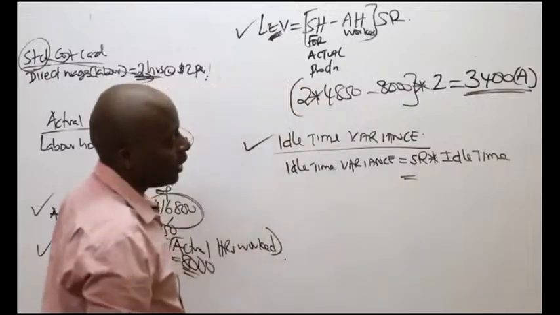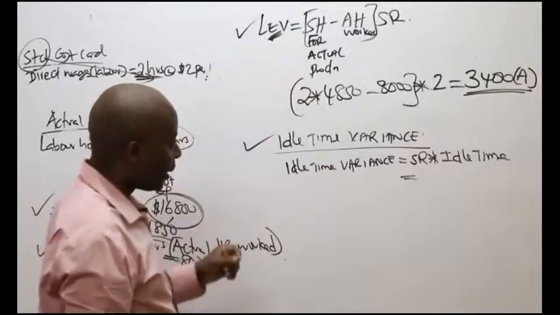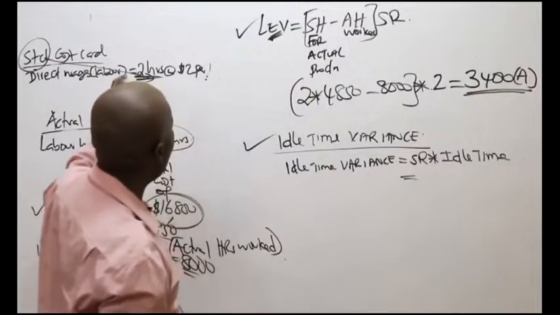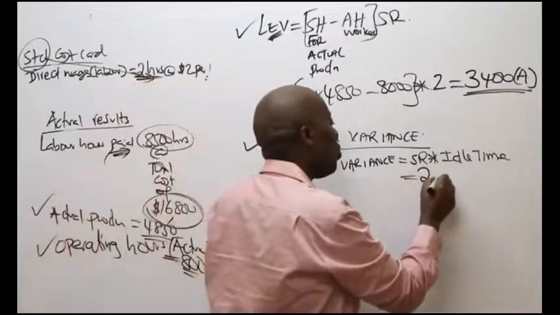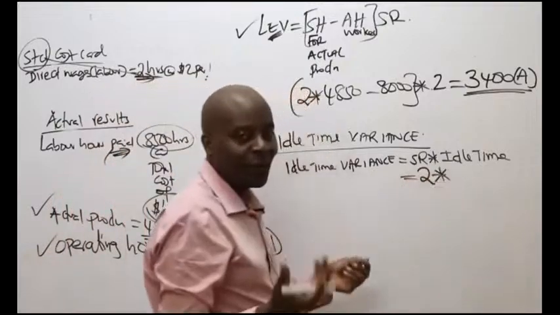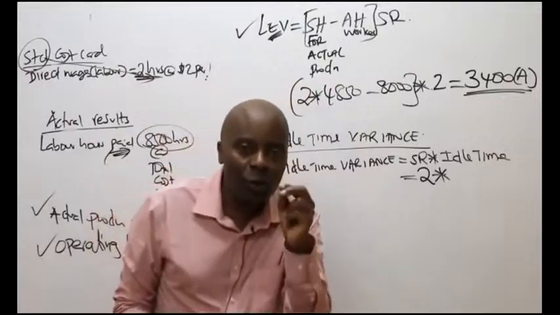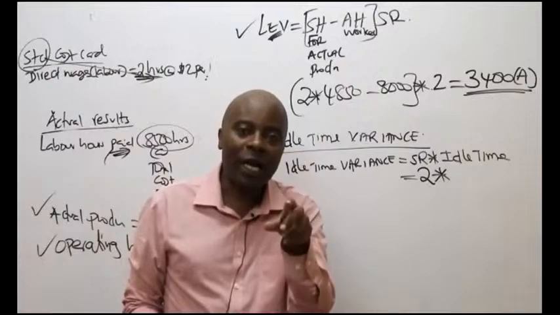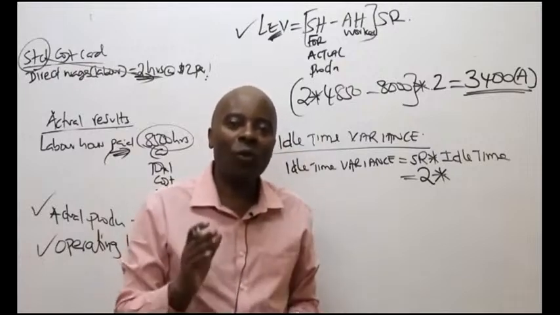So what is the standard rate? The standard rate given, you guys gave me a standard rate per hour of 2 per hour. So this is 2 times how many hours are idle? How many hours will be considered here to be idle? Those hours that we paid you to work for us minus the hours that you actually worked.